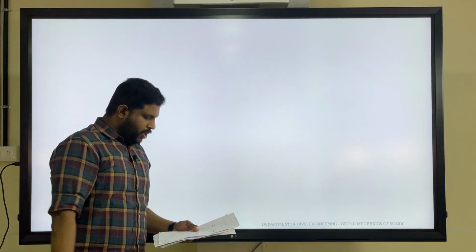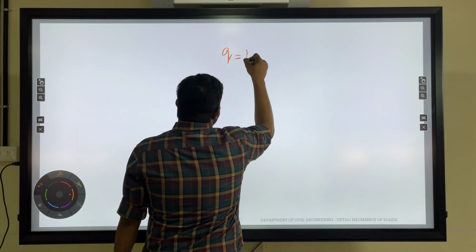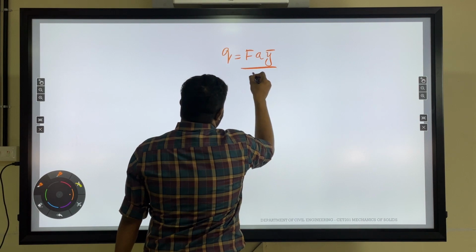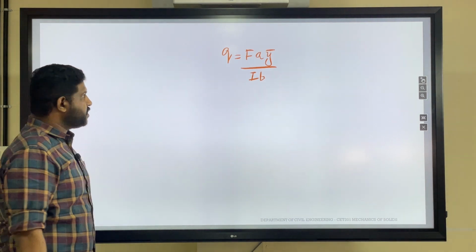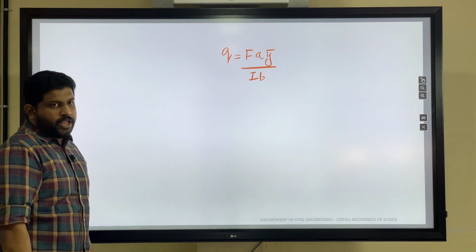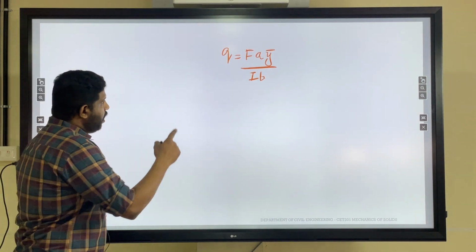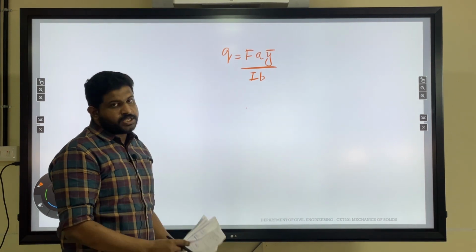Now the second part of the question is, we are asked to calculate the shear stress distribution considering the critical section of shear. So here in the second part we want to calculate the shear stress value. Shear stress value can be calculated using the equation Q is equal to F A Y bar divided by I B. So this is the equation for calculating the shear stress developed in a section, where Q is the shear stress, F is the shear force acting at this point, A is the area of the section, Y bar is the distance from the neutral axis to the area under consideration, I is the moment of inertia of the section, and B is the width of the section.